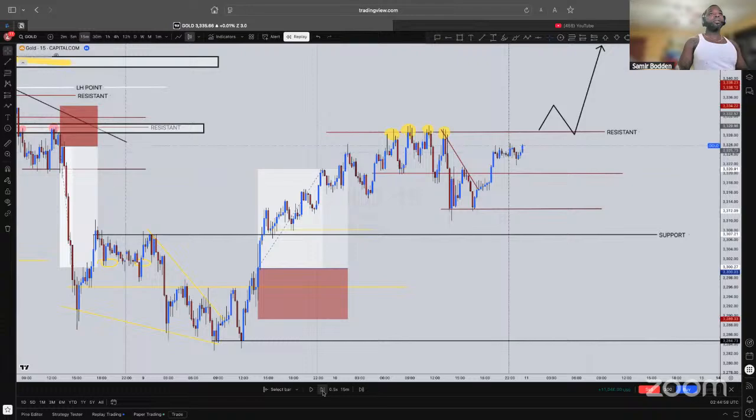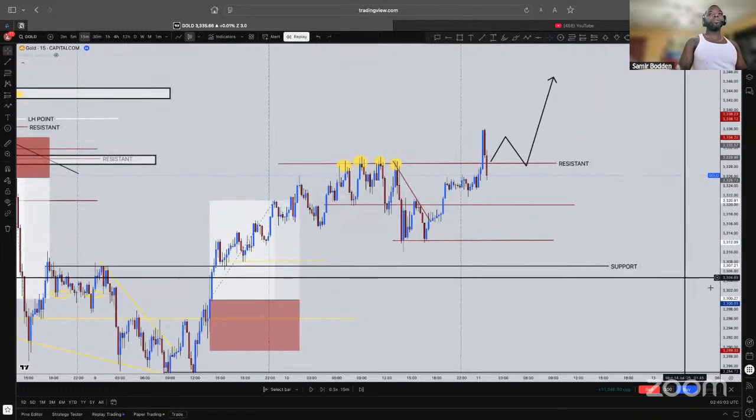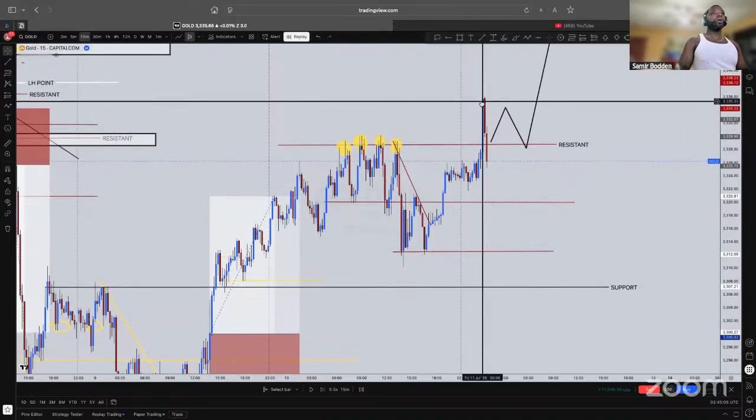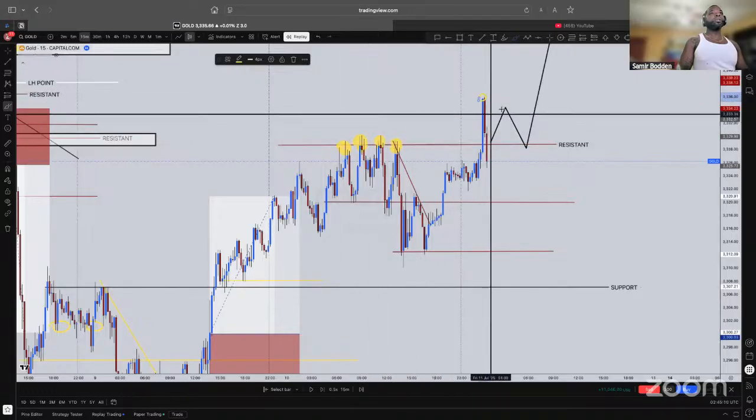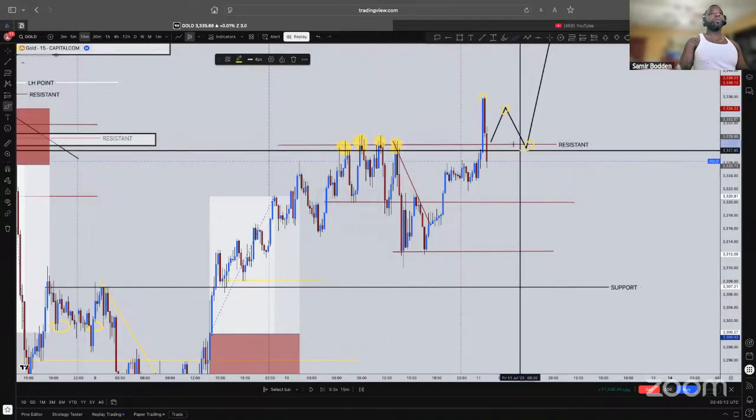Okay, new start of the day. Boom. Wow. We pop, we break the resistance. So now we got the higher high point right here. This took out this, just like we drew on here. And this is what we're expecting.